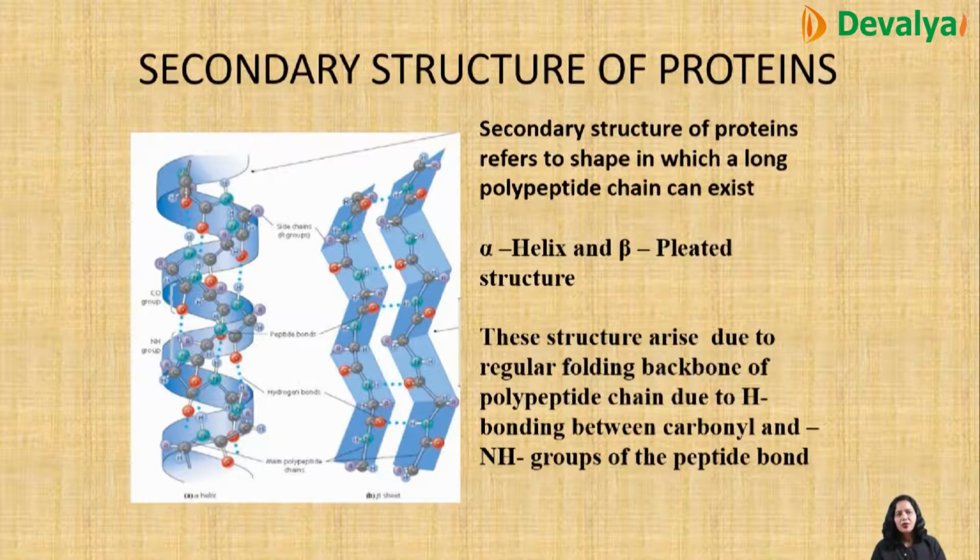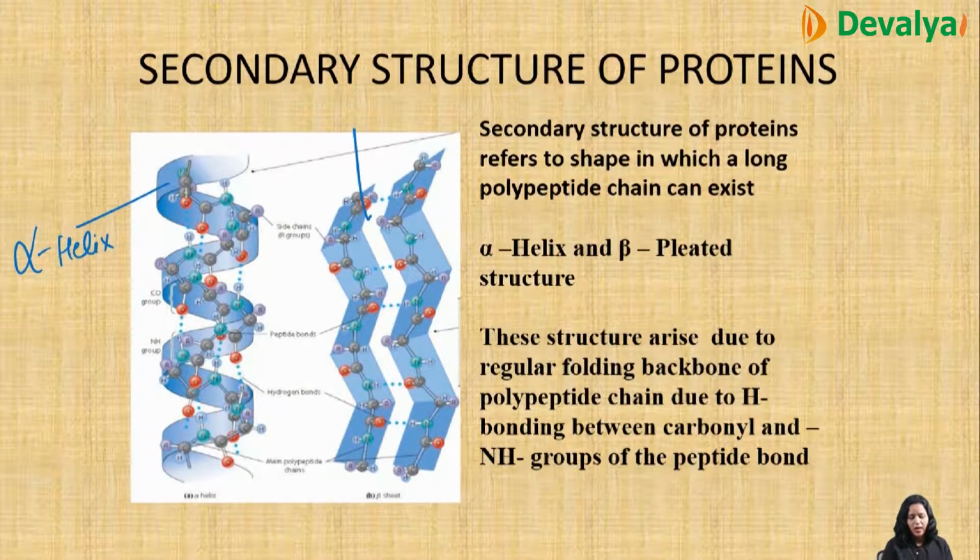Then comes the secondary structure of the protein. It refers to the shape in which the long polypeptide chain exists. And it is of two types, alpha helix and beta pleated. This is the alpha helix and this is the beta pleated sheet structure. Both are types of secondary structure, and both arise due to the regular folding of the backbone of the polypeptide chain.